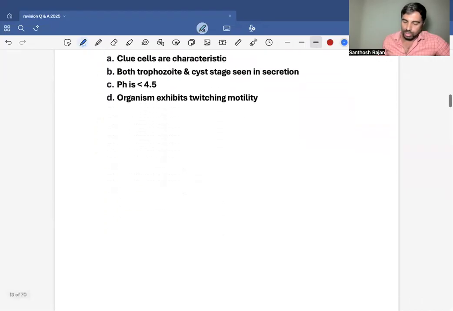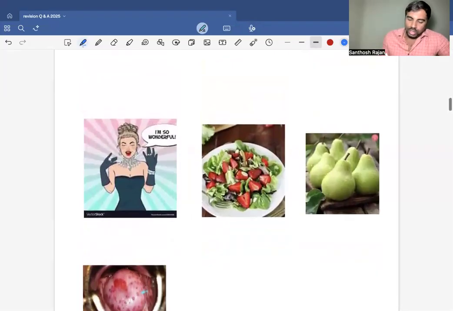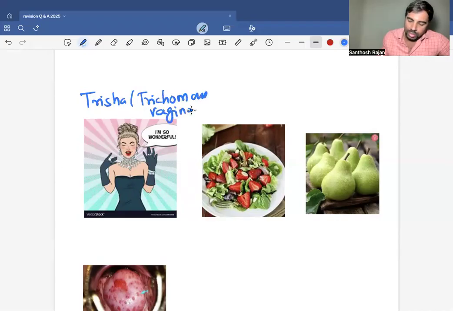Now we are talking about someone, Trisha. Yes, so this is our Trisha. Her name is Trisha because this is Trichomonas vaginalis we are talking about. Here, look what she's wearing. She's wearing a diamond necklace, and she has a beautiful eyelash.